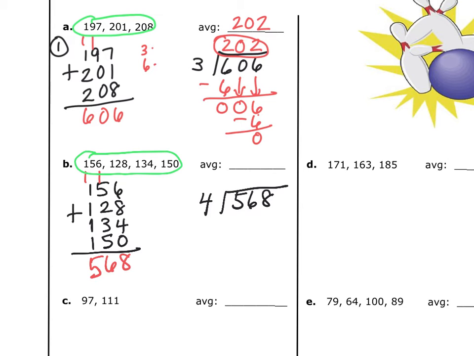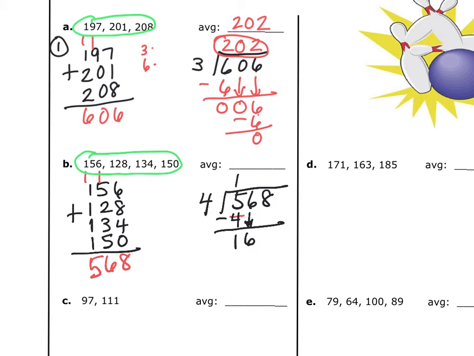I look over here and I say, how many times does 4 fit into 5? It only fits in 1 time. So I can fit 1 4 in there. Then I'm going to subtract. 5 minus 4 is 1. I'm going to bring down my next number, 6. And then I start over again.